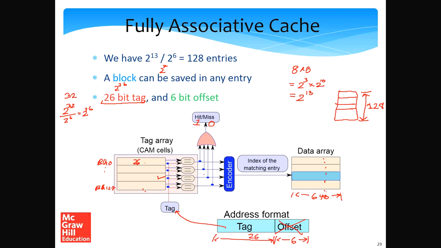After that, if there is a hit, only one of the lines will be 1. To get the address of that line, we'll use an encoder, which will tell us what the address of that line is. And this will be a 7-bit address, because there are 128 lines here, which tells us which line actually hit. And the data array will be a regular array of SRAM cells.